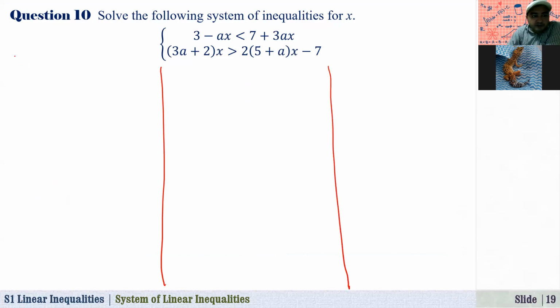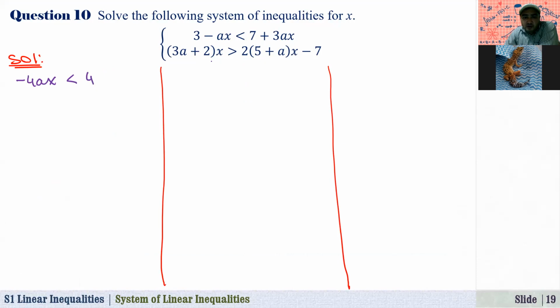Okay. Solution. First, we should take 3ax to the left-hand side. So at the time, we'll have minus 3ax minus ax. So here we have minus 4ax less than, takes it to the right-hand side, 7 minus 3, that's equal to 4.